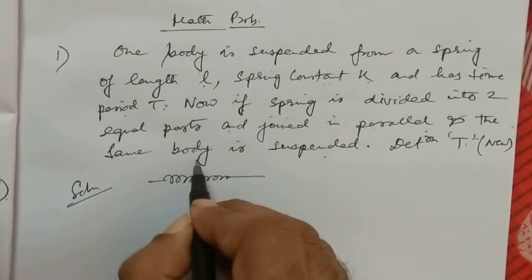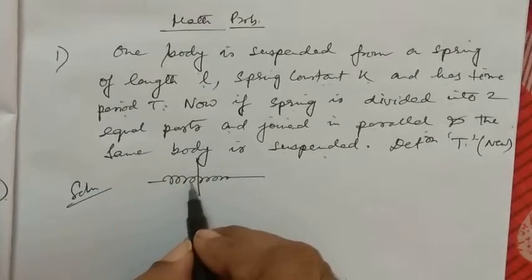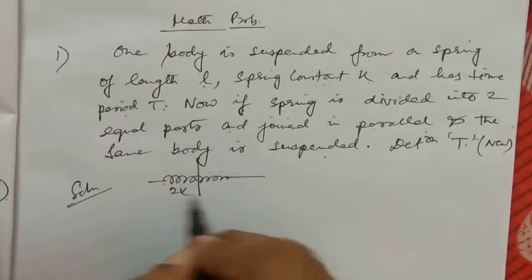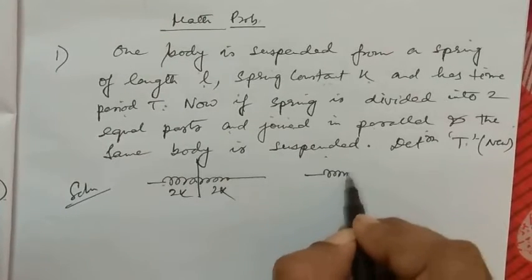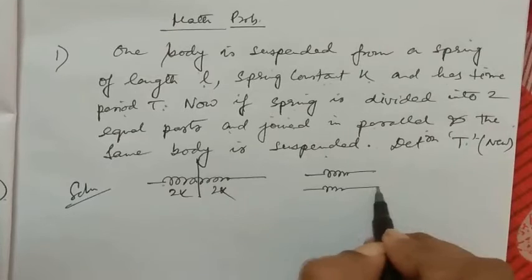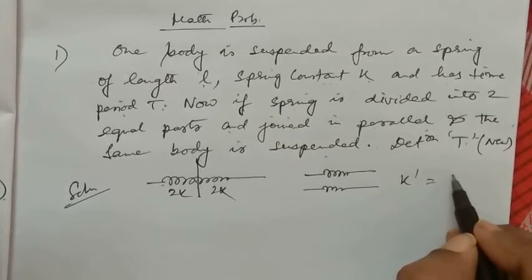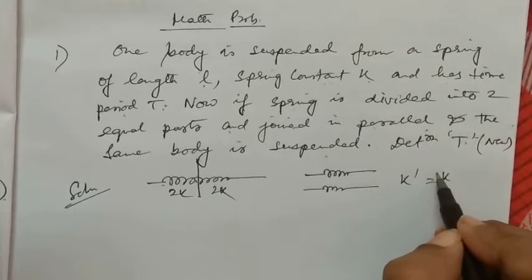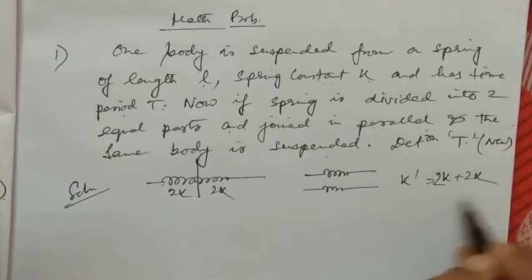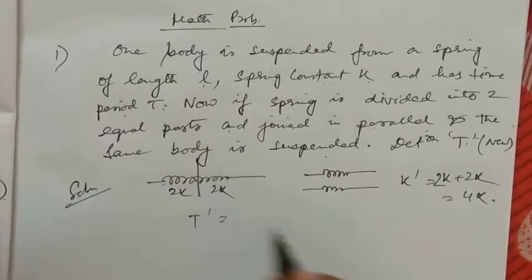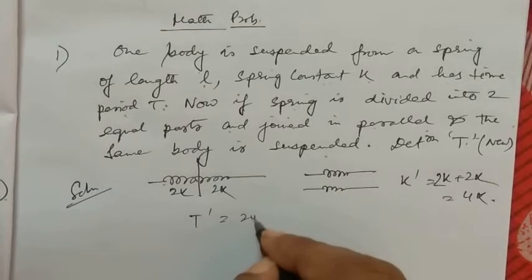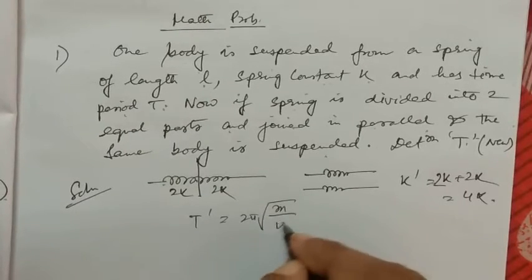Big spring cut into half. So the spring constant of each spring will become 2k, and if these two springs are fitted in parallel to each other, the combination k dash will become k1 plus k2, so 2k plus 2k, it becomes 4k.